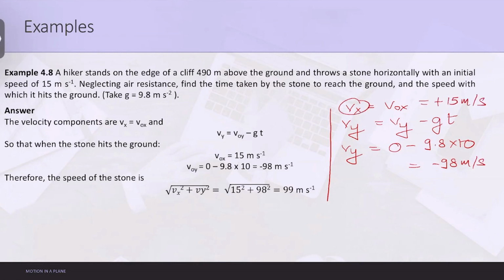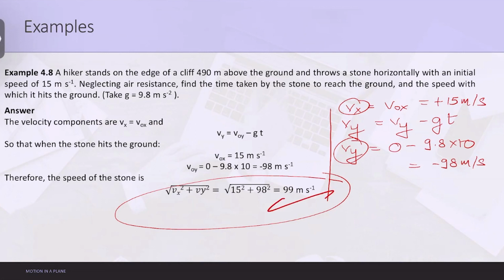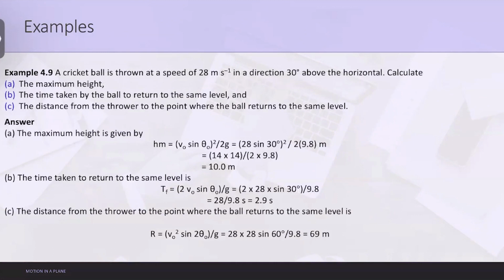So you know the value of vx, you know the value of vy. Just put it here and you can get the speed, which is under root of vx square plus vy square, which is equal to under root of 15 square plus 98 square. Okay, so that's how you obtain the speed and the time. Again, a question on projectile motion. Let us try to understand the question first and then we can move forward.